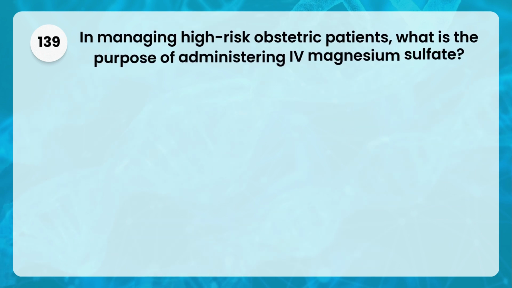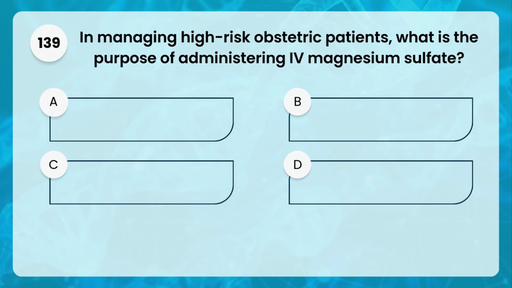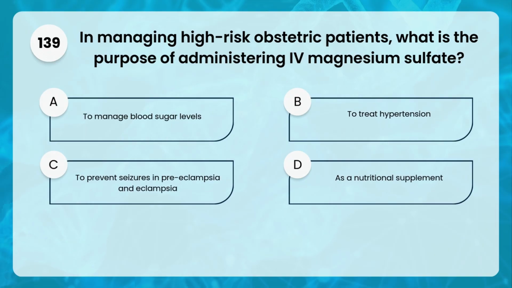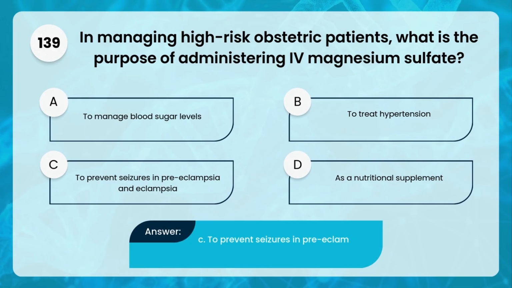139. In managing high-risk obstetric patients, what is the purpose of administering IV magnesium sulfate? A. To manage blood sugar levels. B. To treat hypertension. C. To prevent seizures in preeclampsia and eclampsia. D. As a nutritional supplement. The answer is C. To prevent seizures in preeclampsia and eclampsia.